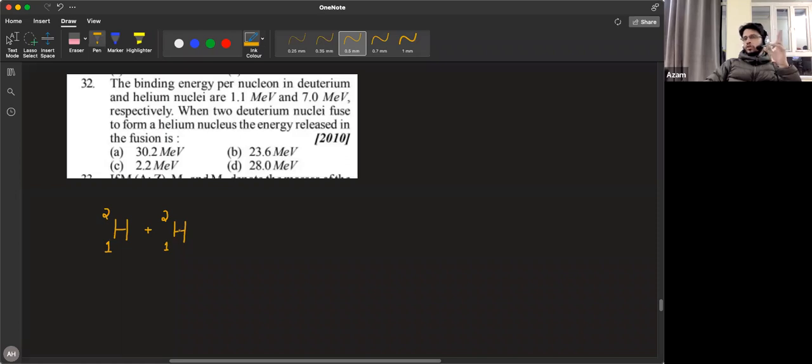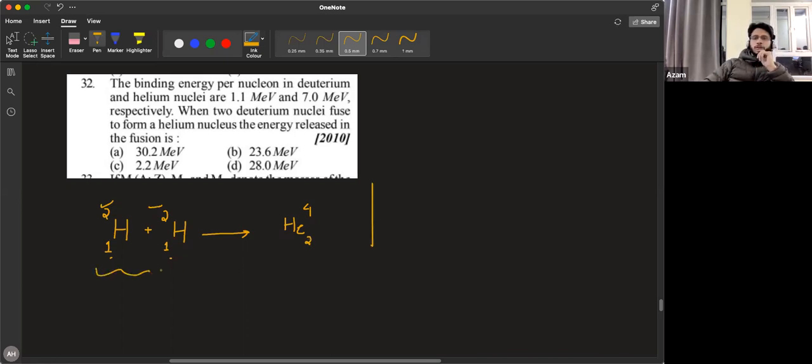Question. Deuterium means H2, which has one proton and one neutron. So two deuterium combine to form a helium. See, mass number two will combine, and this is mass number four. Atomic number one and atomic number one will combine, and this is atomic number two. So Nazia, out of hydrogen and helium, which one should have higher binding energy so that energy gets released? Helium. Yes, helium. The product should have higher binding energy, then only energy will release.